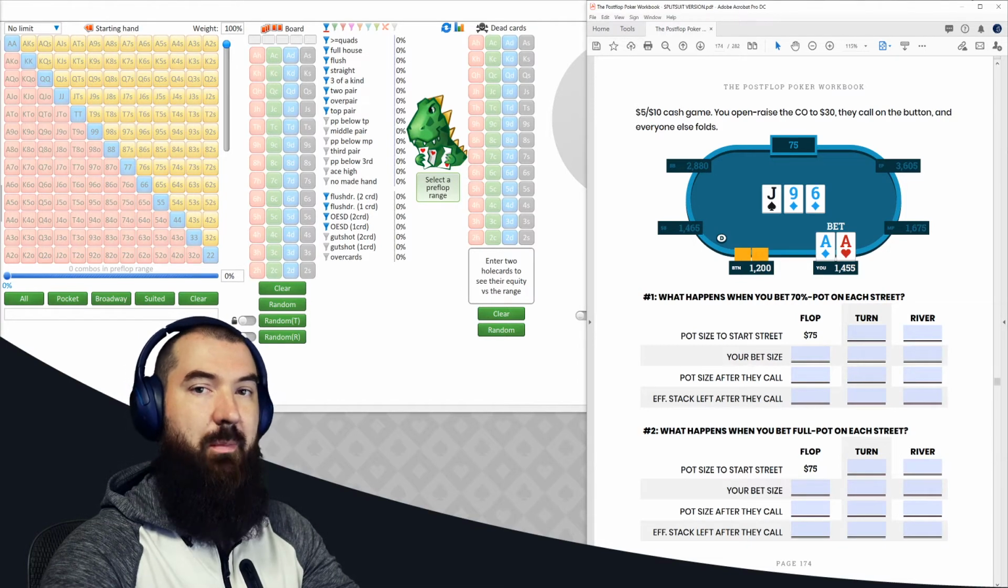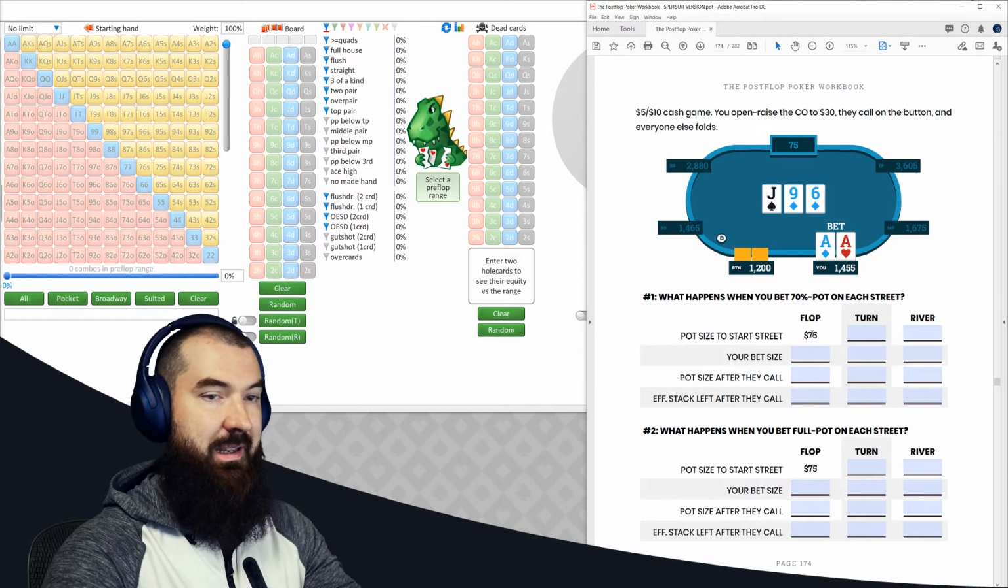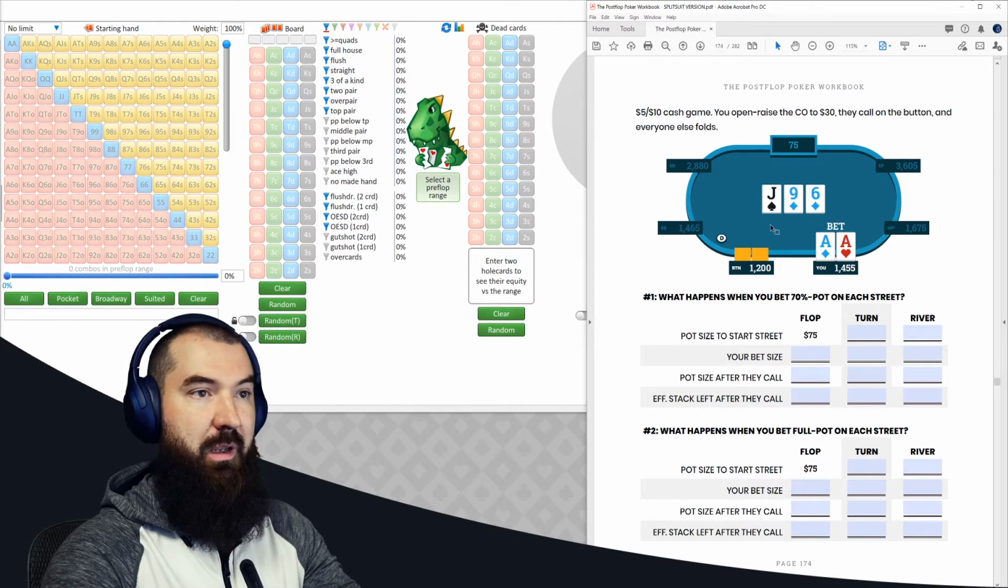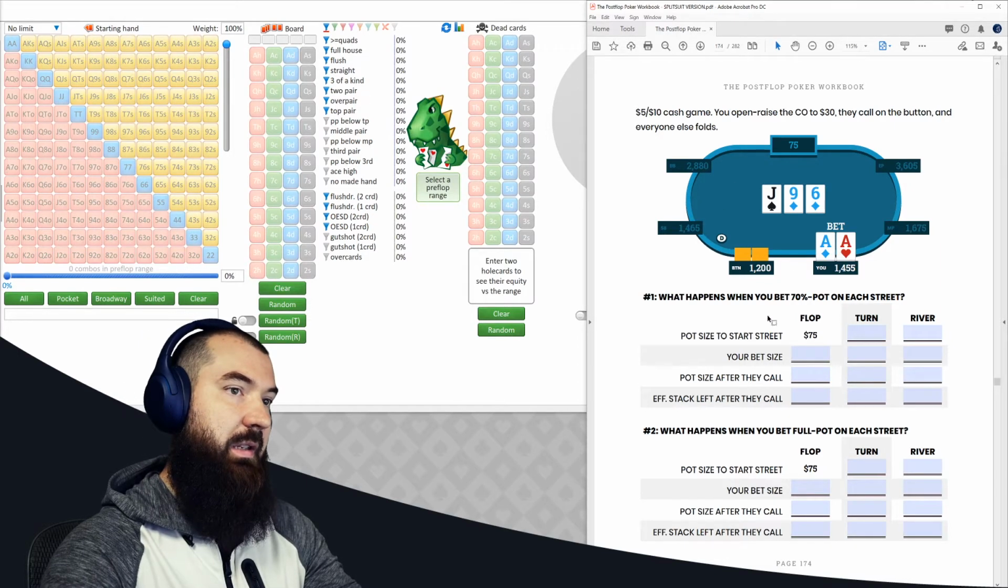All right, so the table is going to be the exact same for questions 1 and 2. You have the pot size to start the street, which we see right this moment is 75, right? Our 30 open, their 30 call, 60, plus the dead blinds, which folded, equals plus 15, so $75 in the middle, and here we go.